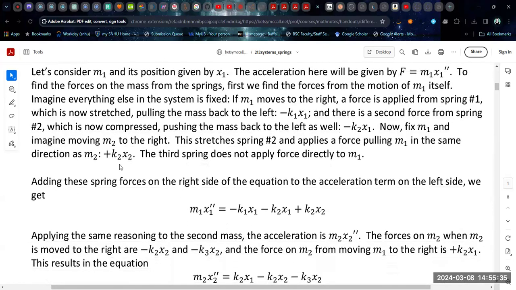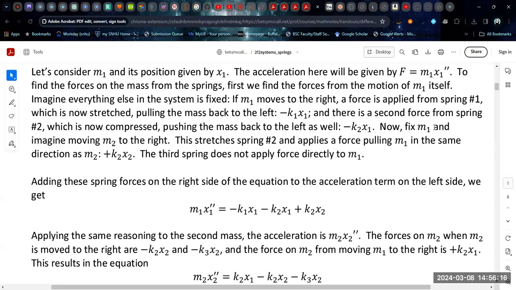So let's consider mass 1 given by its position x1. Now the acceleration is m1 x1 double prime. And then to find all the forces, we have to find forces of motion from the spring on the left side and the spring on the right side. So the mass on the left is being applied with a force, spring constant k1 times the displacement x1. And then there is a second force from spring 2, which is now also being applied, negative k2 times x1.